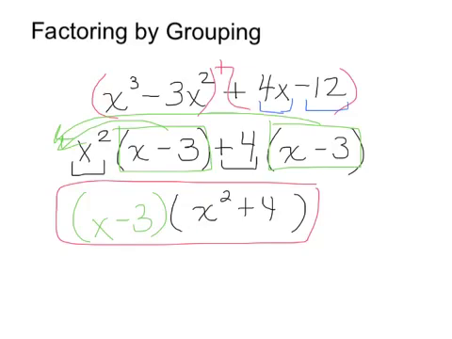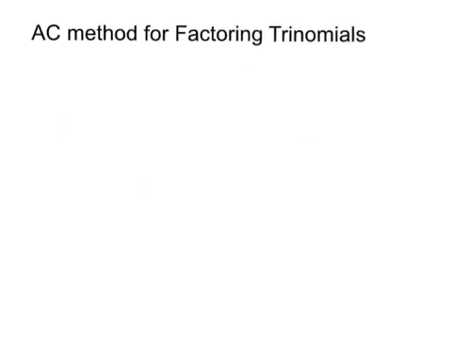Now, this has all been hopefully a little bit of a review. I'm going to move on to a method that I call the AC method for factoring trinomials. What I'm going to do is list the steps on one side and then show you concretely what it is on the other side. So the first thing is to write things in standard form.